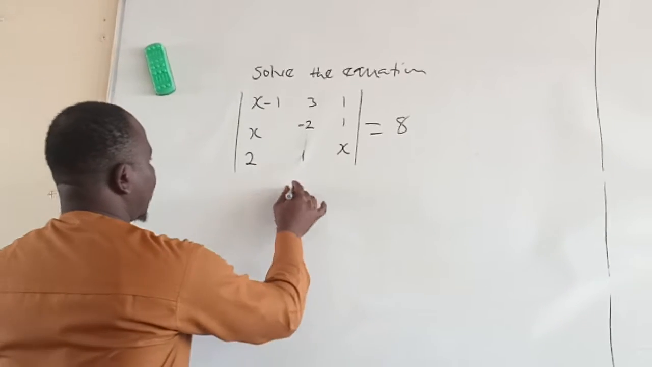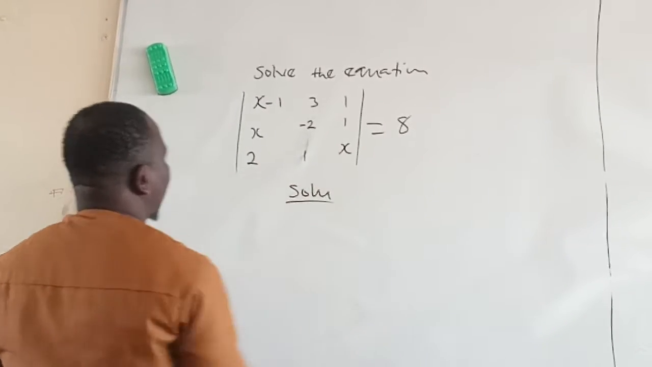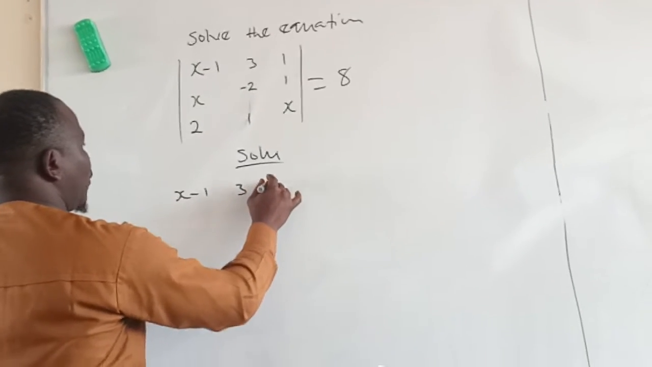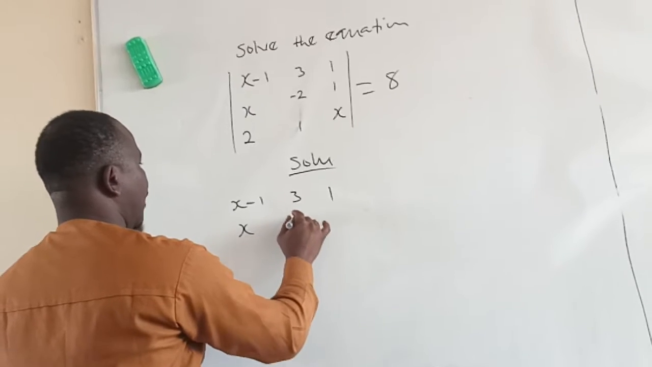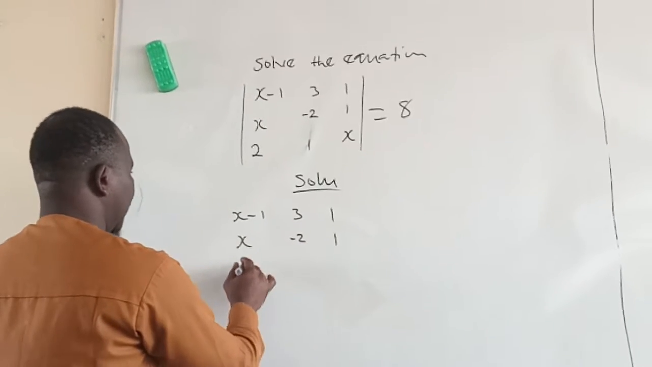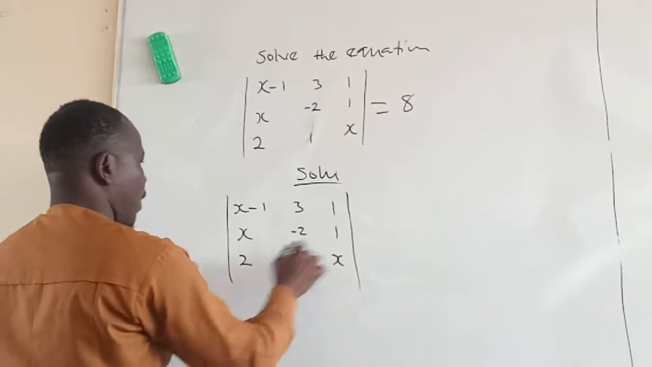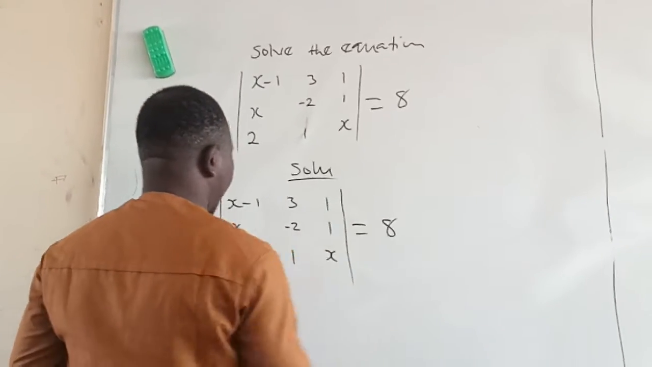Now write solution. The determinant of the matrix with rows (x minus 1, 3, 1), (x minus 2, 1, 2), (1, x) equals 8.